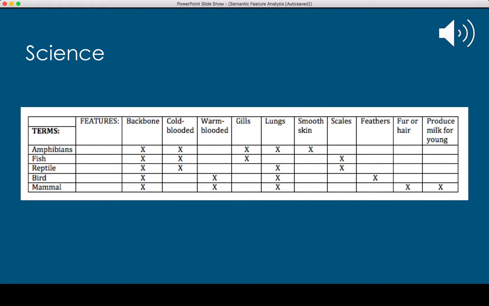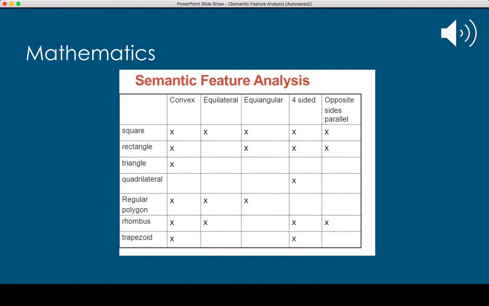In science classes, semantic feature analysis can be used to understand properties and characteristics of living creatures. This example compares features and characteristics of amphibians, fish, reptiles, birds, and mammals based on their physical characteristics. This example compares different geometric shapes by distinguishing them from each other based on their properties. This allows students to make connections between shapes that share the same properties.